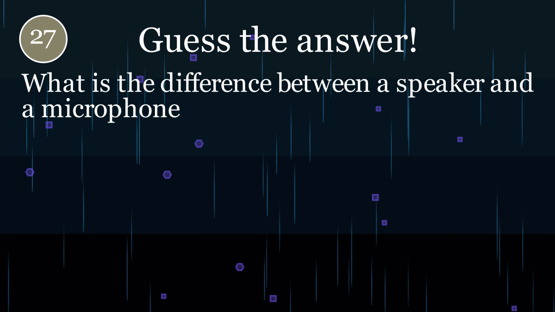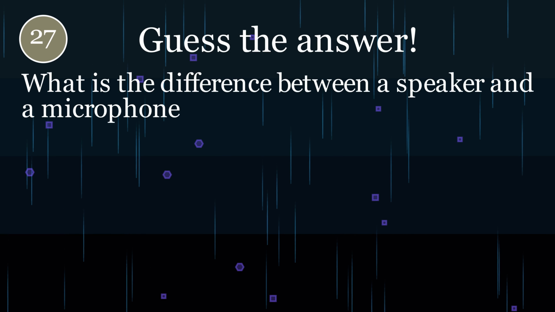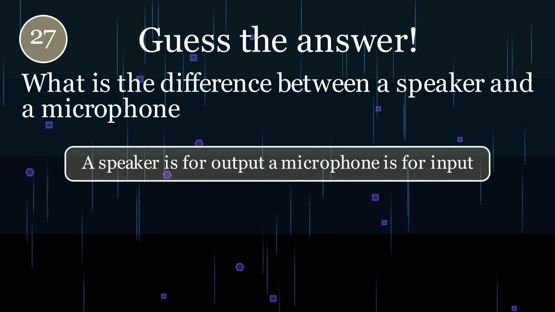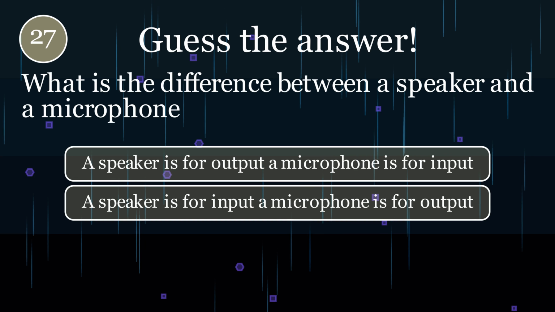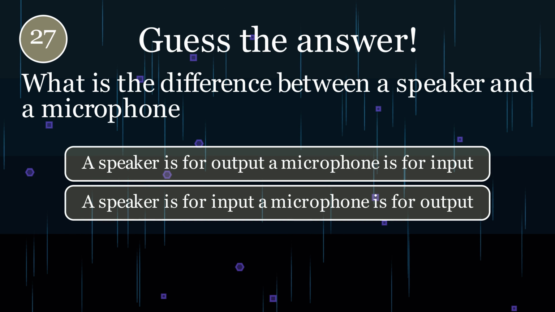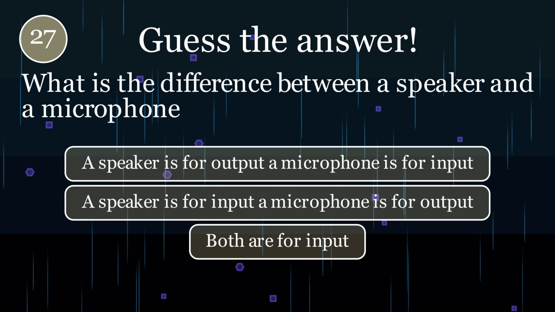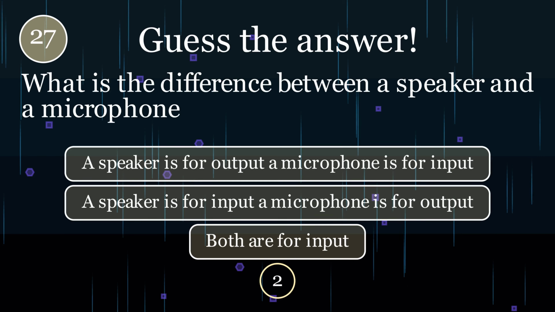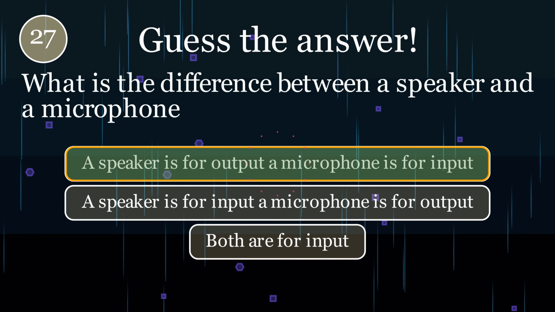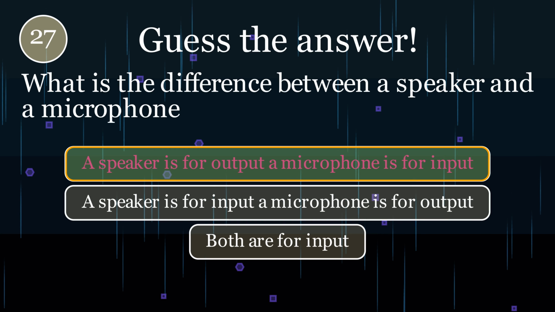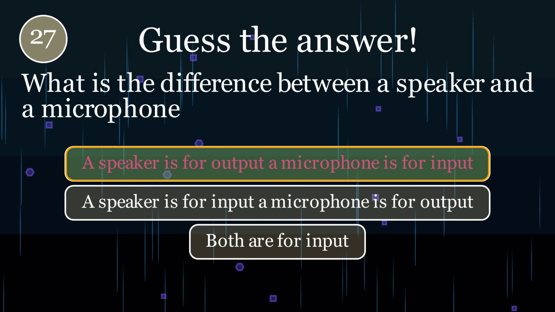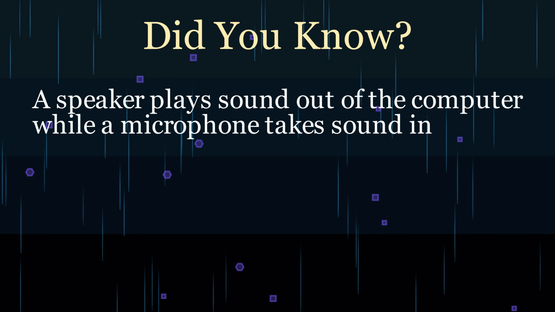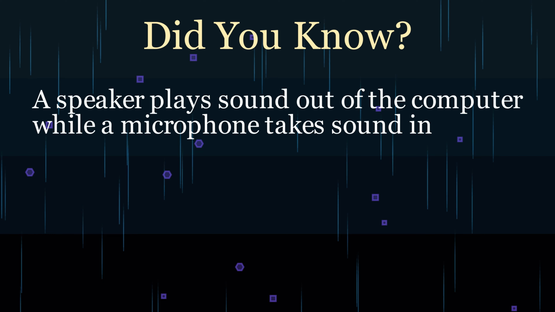What is the difference between a speaker and a microphone? A speaker is for output, a microphone is for input. A speaker is for input, a microphone is for output. Both are for input. The correct answer is, a speaker is for output, a microphone is for input. Here's an interesting fact: a speaker plays sound out of the computer while a microphone takes sound in.